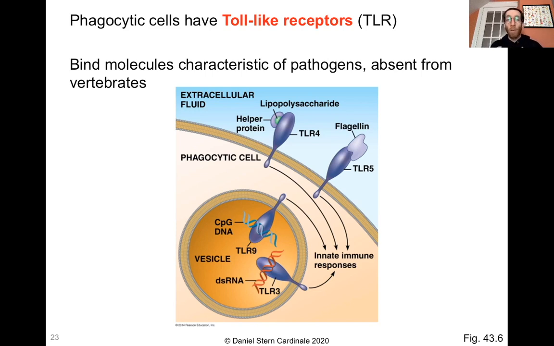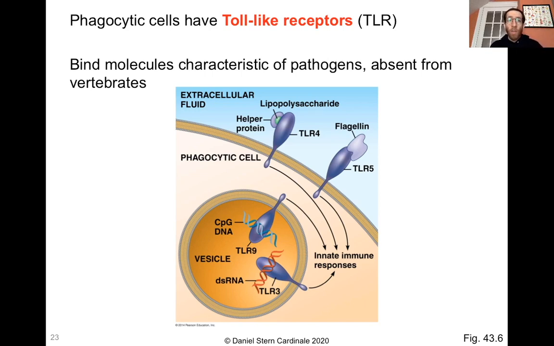All I want you to know about toll-like receptors is that they bind to molecules that are characteristic of pathogens, but absent from vertebrates, and in particular for us, absent from mammals. So I'm going to go through some of these things. You're not going to have to know the specific receptors, like TLR4, TLR5, doesn't matter. What I just want you to know are some examples of things that bind to toll-like receptors because they are characteristic of viruses or bacteria rather than mammals.